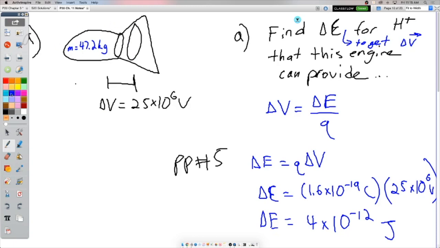Let's think about our electric field here for a second. We have protons, hydrogen ions, that are going to be accelerated out the back of the engine like this. If you're a positive charge and you're getting accelerated that way, which way is the electric field? How do we define electric field direction? It's what a positive charge would do. So they're going to get accelerated that way.